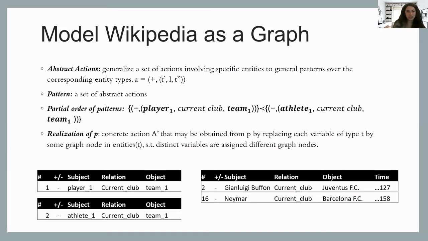And on the right side, you can see the realization of that pattern, which is the specific entities in Wikipedia that follow that pattern. In our example, specific soccer players that left that team, and here they are in the table.